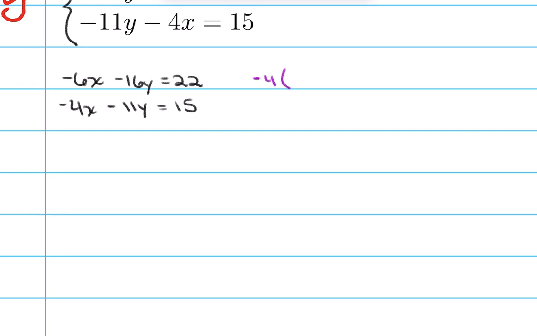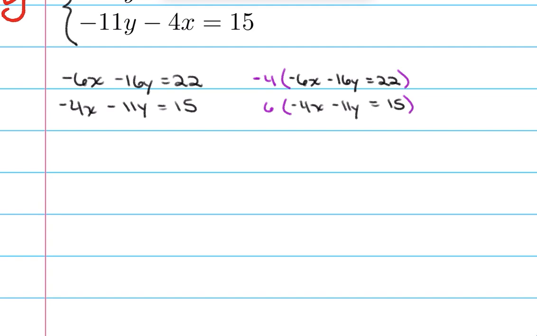Again, if you want to multiply something by your 16 and your 11y, go for it. It'll still get you to the same answer in the end. You might get some different numbers part of the way there, but it'll get you the same answer in the end. Okay, so then I get negative 6x minus 16y equals 22. You have to multiply the whole thing. And like I said before, I'm going to multiply this bottom equation by just a 6, because then I'll get my 24. Negative 4x minus 11y equals 15.